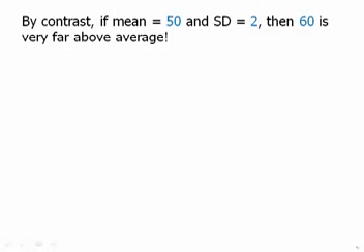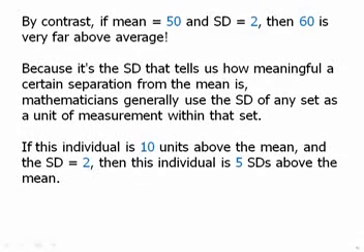By contrast, if the mean is 50 and the standard deviation is 2, then 60 is very, very far above the average. Because it's the standard deviation that tells us how meaningful a certain separation from the mean is, mathematicians generally use the standard deviation of any set as a unit of measurement within that set. If this individual is 10 units above the mean and the standard deviation is 2, then this individual is 5 standard deviations above the mean. Now, it's hard to emphasize how extraordinary that would be, 5 standard deviations above the mean.